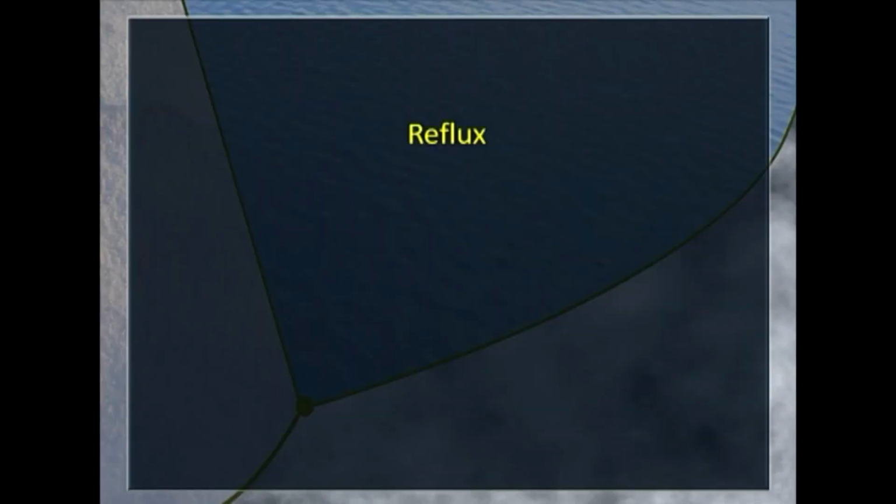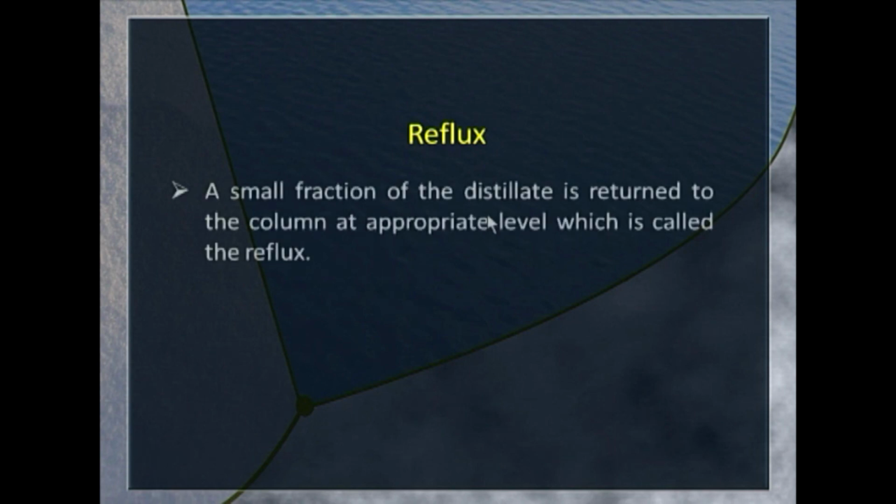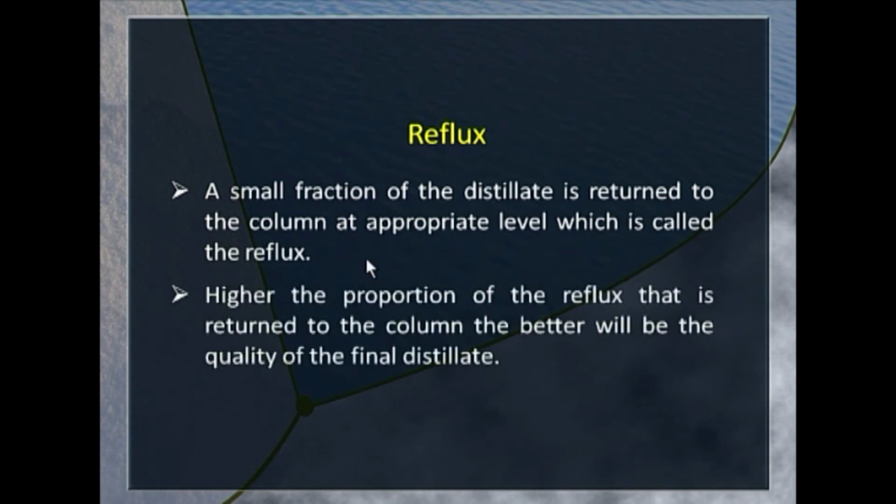To improve the quality of the distillate, we carry out what is called reflux. A small fraction of the distillate is returned to the column at an appropriate level, which is called the reflux. The higher the proportion of the reflux that is returned to the column, the better will be the quality of the final distillate. That is our aim. We want to see that the liquid that is emerging out as the distillate is in the pure form.